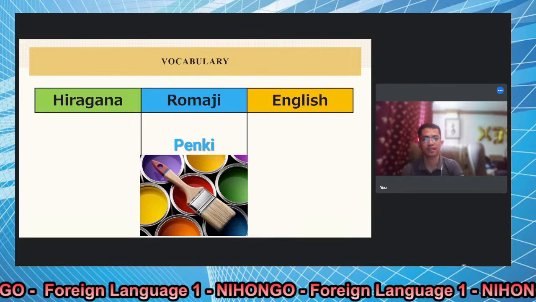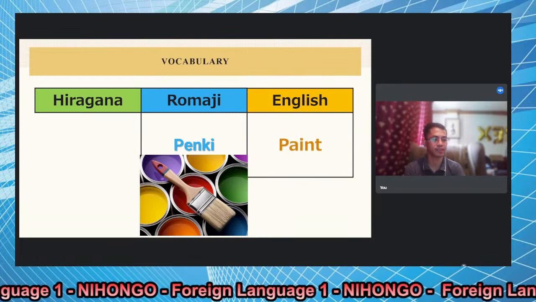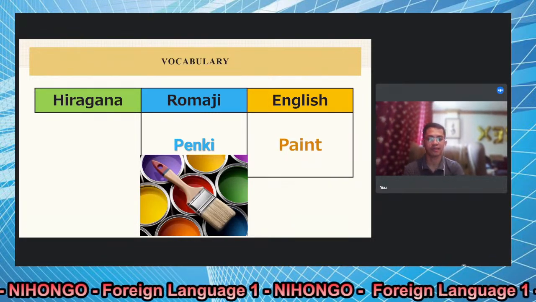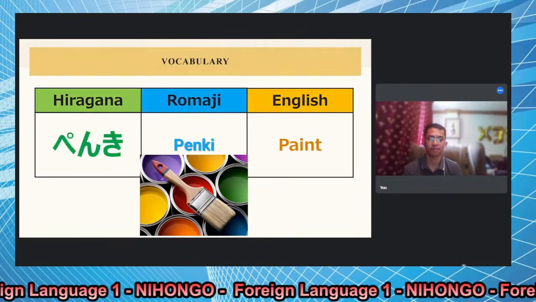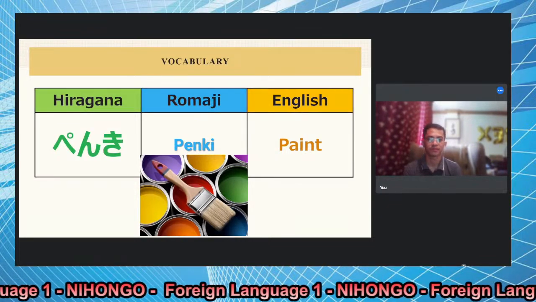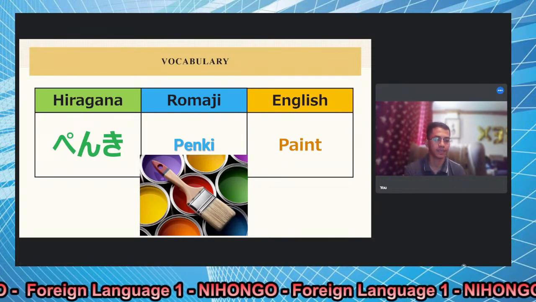Penki in English is paint. And how is it written in Hiragana? It is he plus maru, and then ki. Penki.